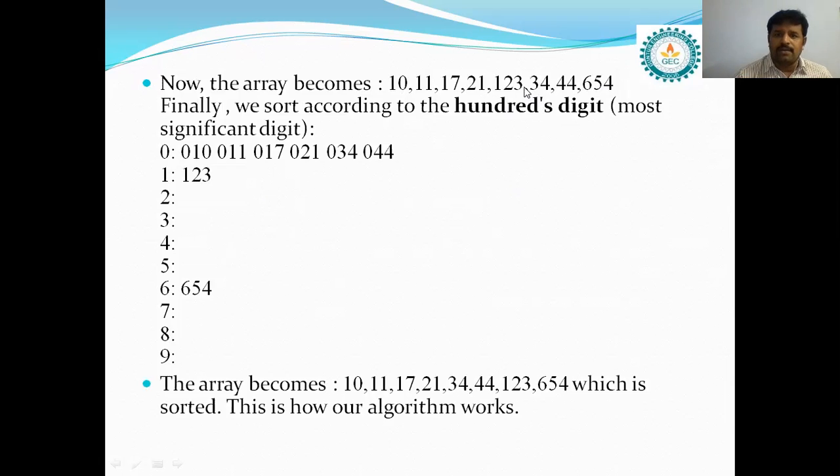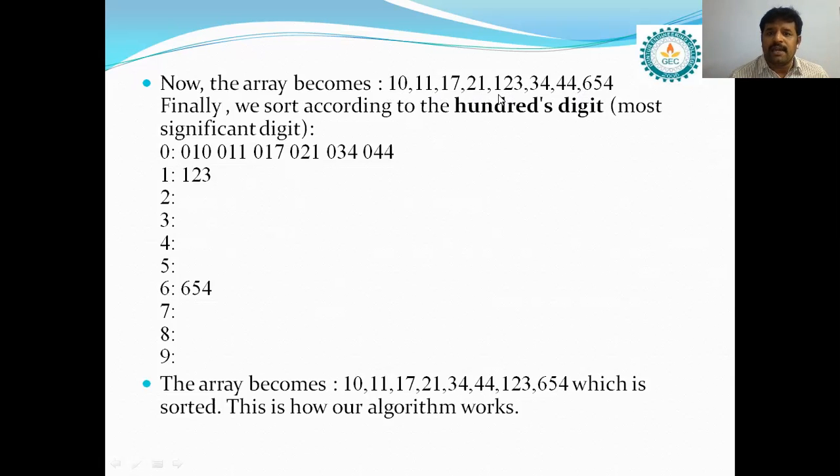Here we have to check whether these numbers are in ascending order or not. No, these numbers are not in ascending order. So we have to sort the elements. At this time, we have to consider the elements at the hundreds place. What are the elements at the hundreds place? Here there is no hundreds place, no hundreds. Here this is the hundreds place, 1, and this is another hundreds place, that is 6.